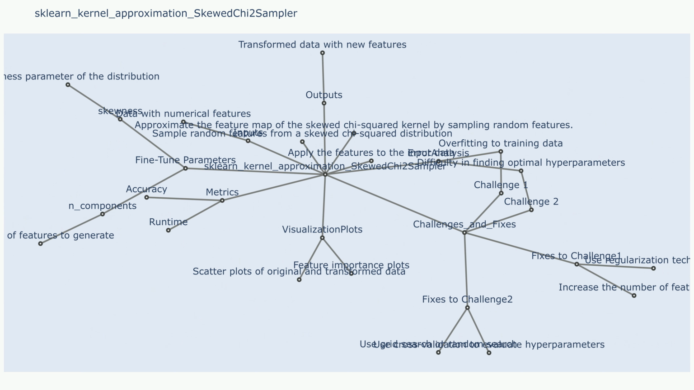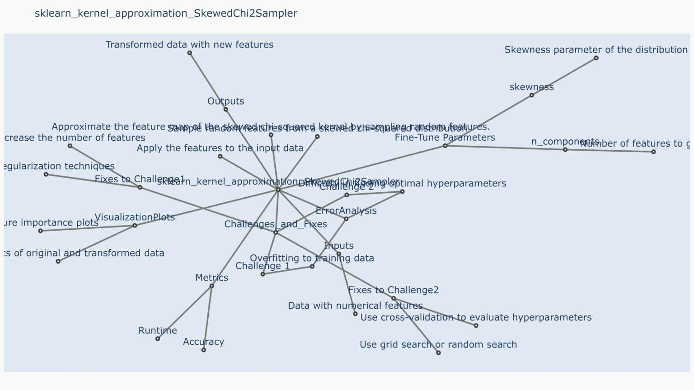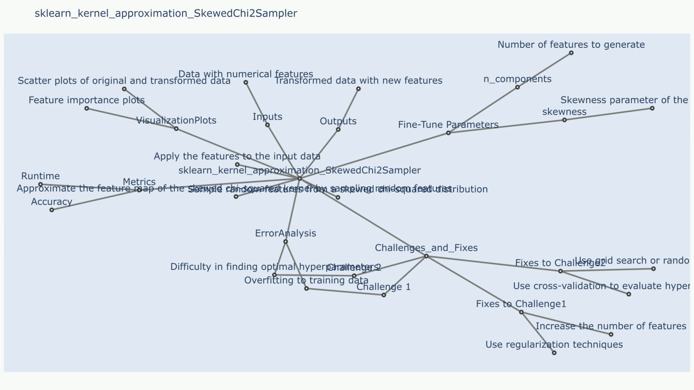Fine-tune parameters. N components. This parameter directly controls the dimensionality of the transformed data. Increasing N components generally improves accuracy but also increases computational cost. Uncertainty methods. Ensemble methods using multiple skewed Chi2 samplers with different random seeds can help estimate the uncertainty in the approximation.